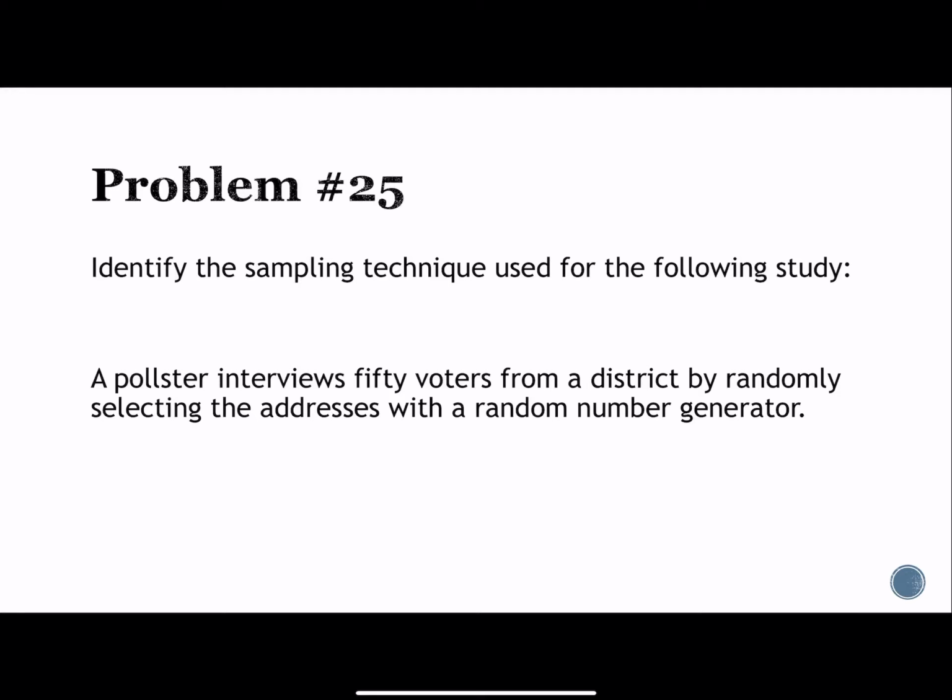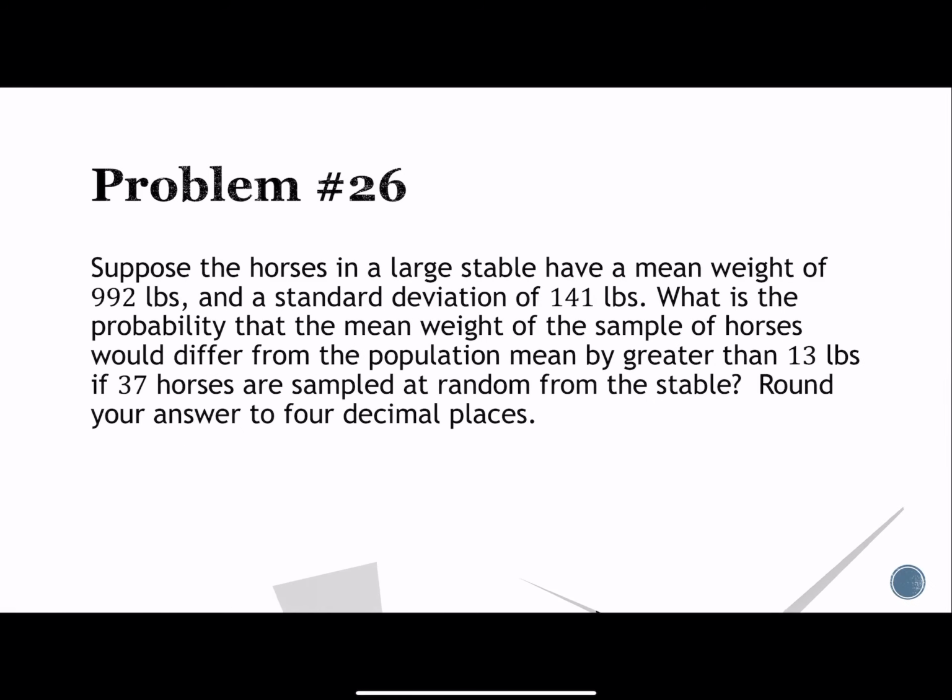Identify the sampling technique. That's Chapter 1. More vocabulary for us. We've got horses in a large stable with a mean weight of 992 pounds, standard deviation of 141 pounds. What's the probability that the mean weight of the sample of horses would differ from the population mean by greater than 13 pounds if 37 horses are sampled at random from the stable? My goodness, that was a mouthful.